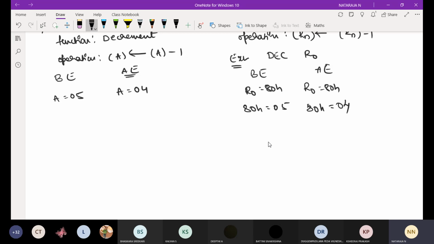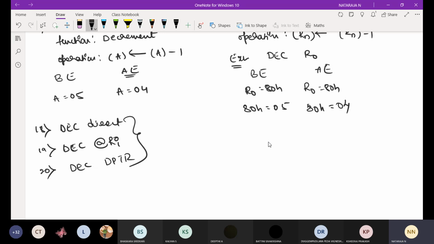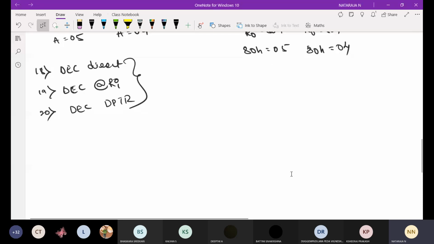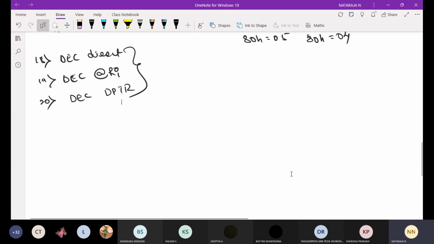Next, you can try for decrement direct, decrement @Ri, and decrement DPTR. You can try these instructions. Next we'll go with the next instruction.